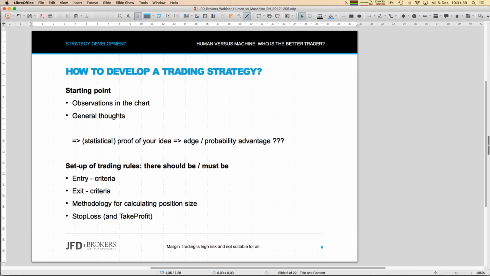And the last 2 points, they depend on each other because if we don't have a stop loss, we are not able to calculate our position size because we are not able to calculate our risk.